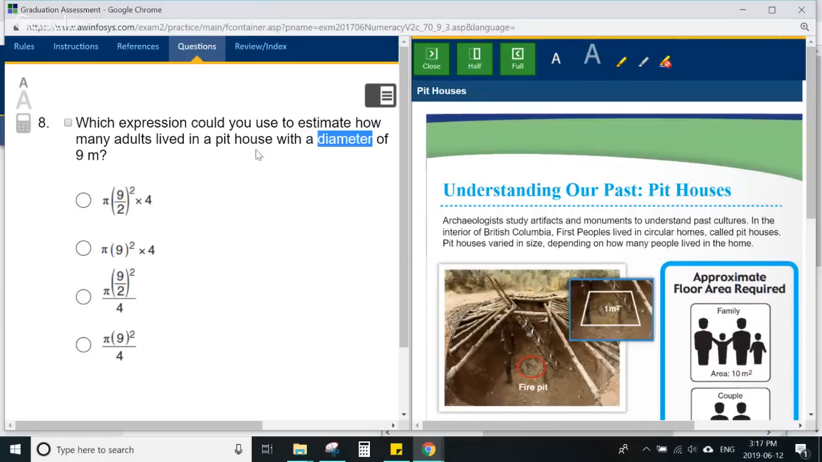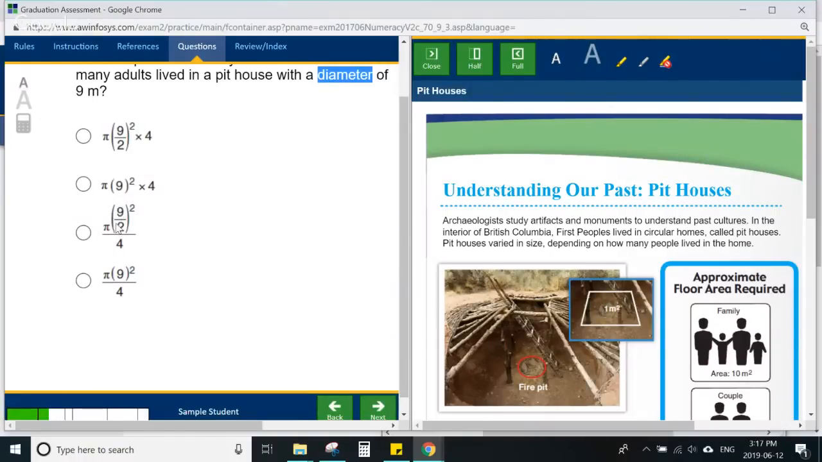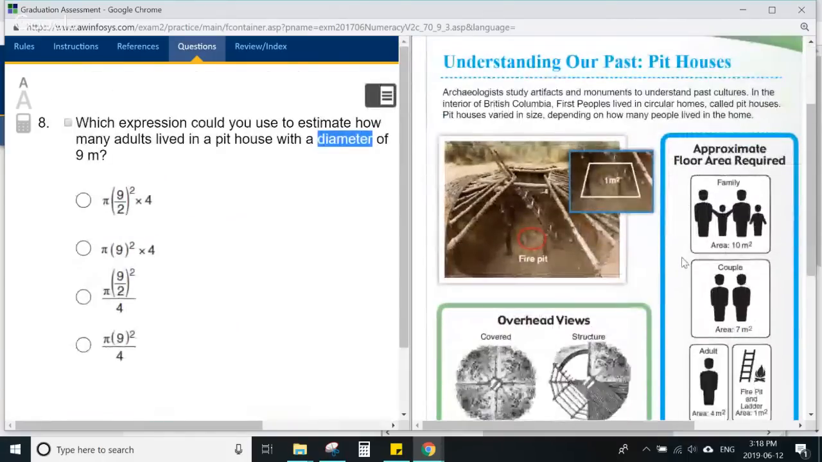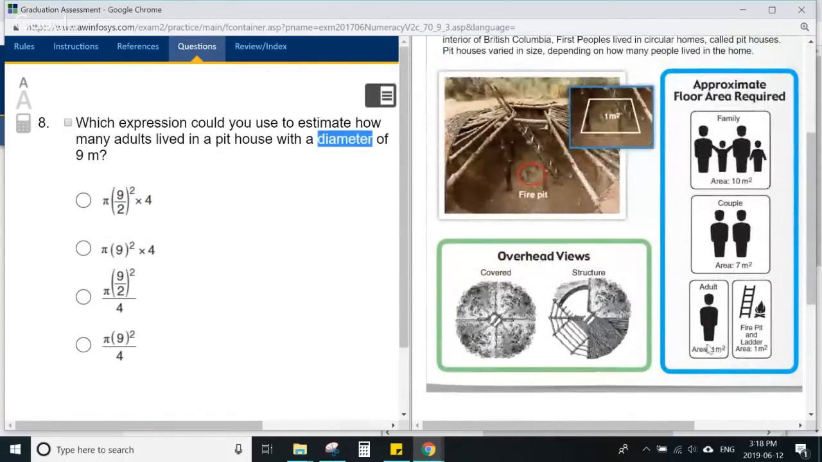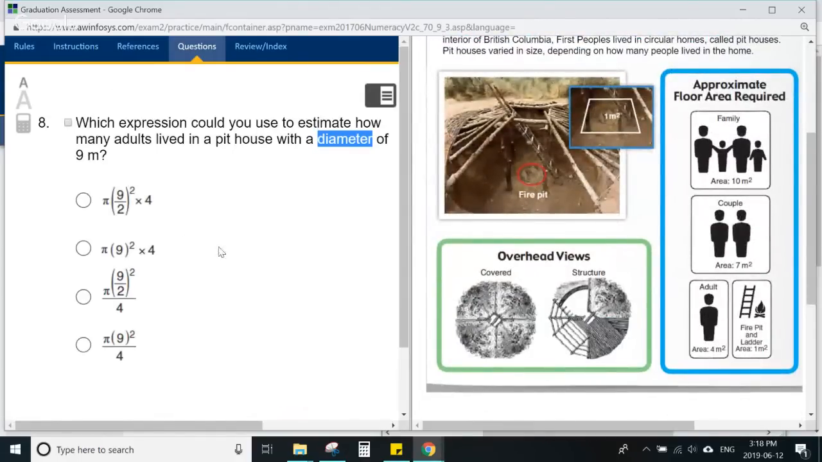How many adults live in a pit house with a diameter of 9 meters? So let's see. We want to divide that 9 by 2. We know that, pi r squared. And we know for each adult, you need 4 meters squared. That's from the information from the article. Every adult, 4 meters squared. So we're going to take the total floor area, which is pi r squared, that's this value, and we're going to divide it by 4. Okay, here's a correct answer. I don't see any other correct answers for this one. It's just the third answer here, pi r squared divided by 4.